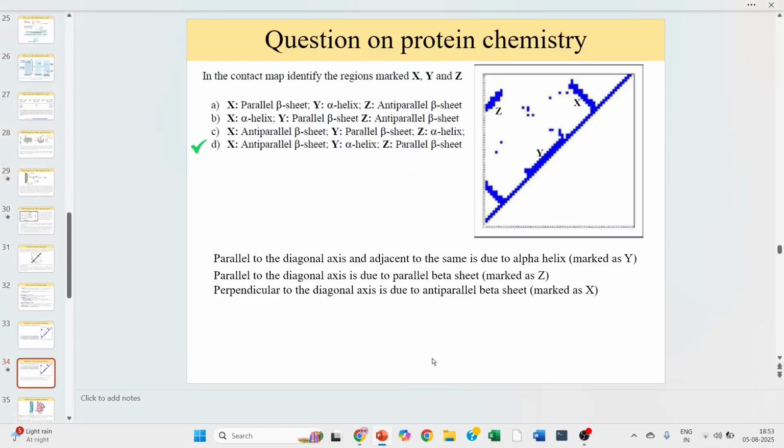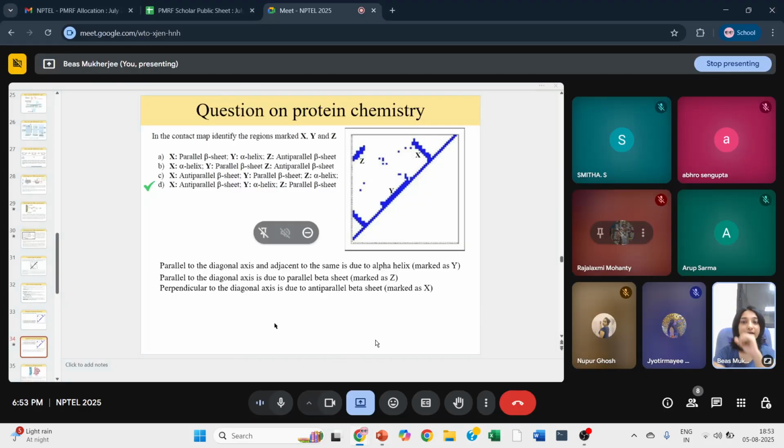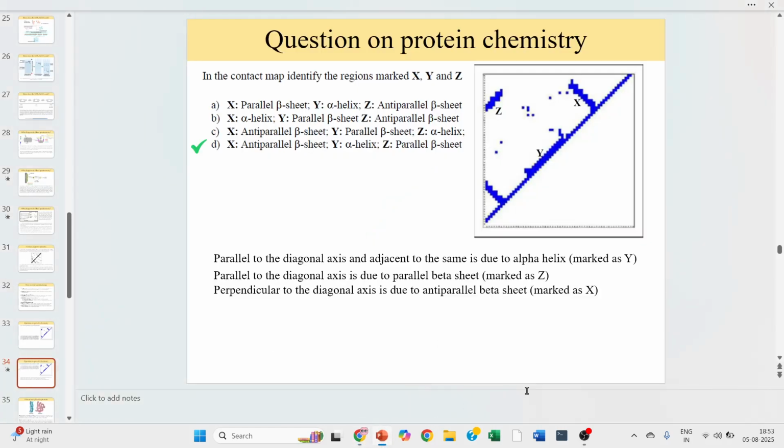Okay, so see, this is the answer. Along the diagonal axis and adjacent to it is due to alpha helix, which is marked as Y. So alpha helix is Y, right? Parallel to the diagonal is due to parallel beta sheet, which is marked as Z. And perpendicular to the diagonal axis is due to antiparallel beta sheet, marked as X. Okay, I hope you've understood this.